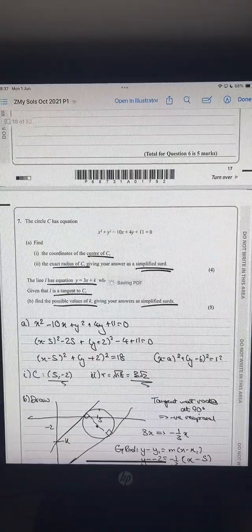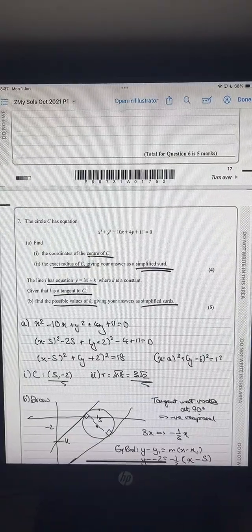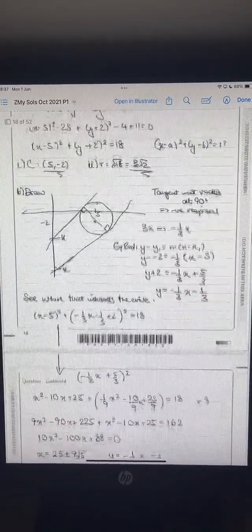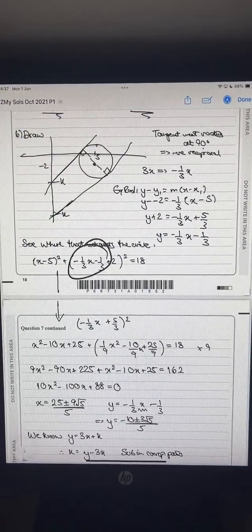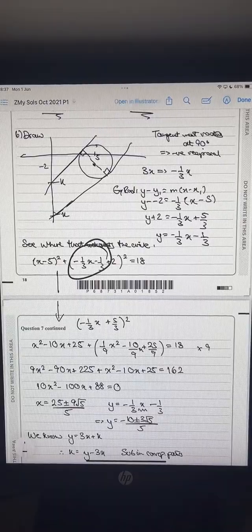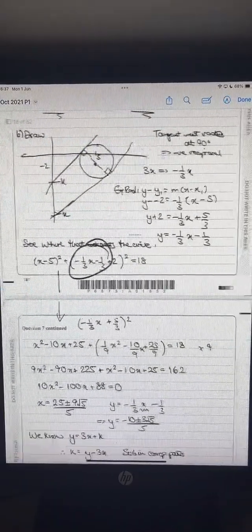This is not GCSE, this is A levels. So don't worry, this is not GCSE at all. So I just simply plug it into my equation as I did before, and this one is annoying because you have fractions, but it still follows the same premise.